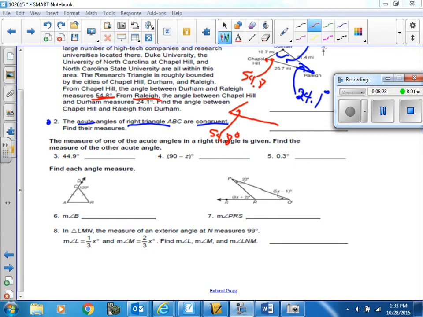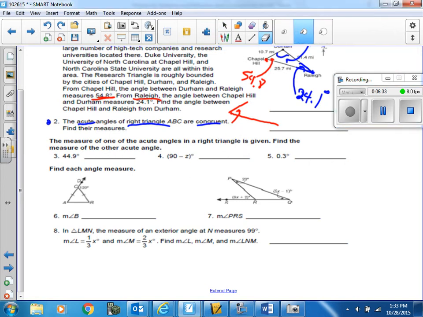3 and 5 and even 4, you should understand from the directions. It says the measures of one of the acute angles in a right triangle is given. Find the measure of the other acute angle. Well, if you have a right triangle, you know one of them's 90 degrees. So 3 and 5 should be easy. Number 4 might be a little tricky.